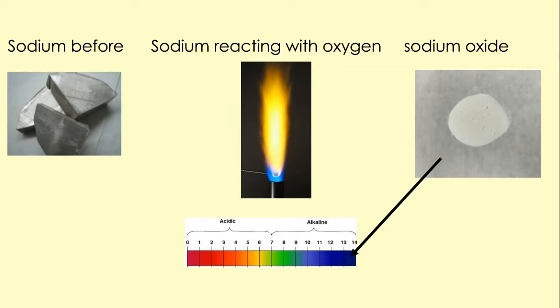If you put that white powder in water, it reacts with the water to give sodium hydroxide, and you get a pH of around 14. If we put universal indicator into that solution, it would go bluey purple.